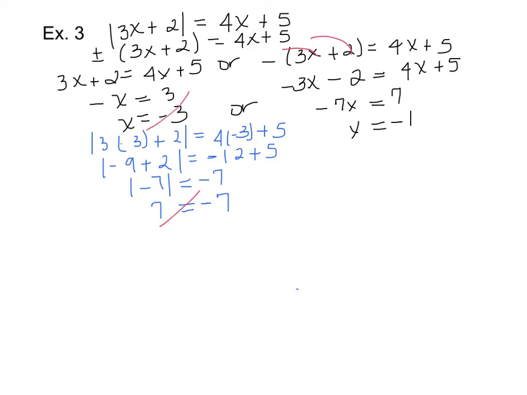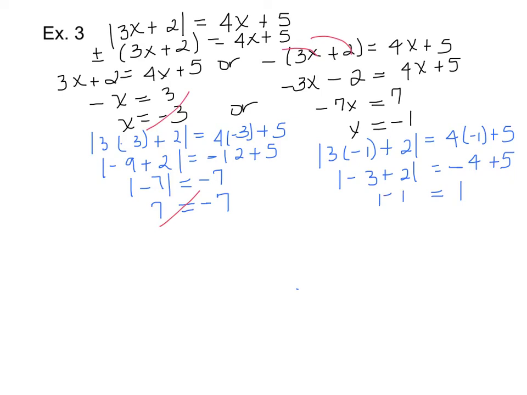On the right side, we're going to plug in -1. And you get -3 plus 2 and -4 plus 5. On the right side, you get a +1. On the left side, you get the absolute value of -1, which is +1. This one works. So this one will only have one solution. So it's very important that you check.